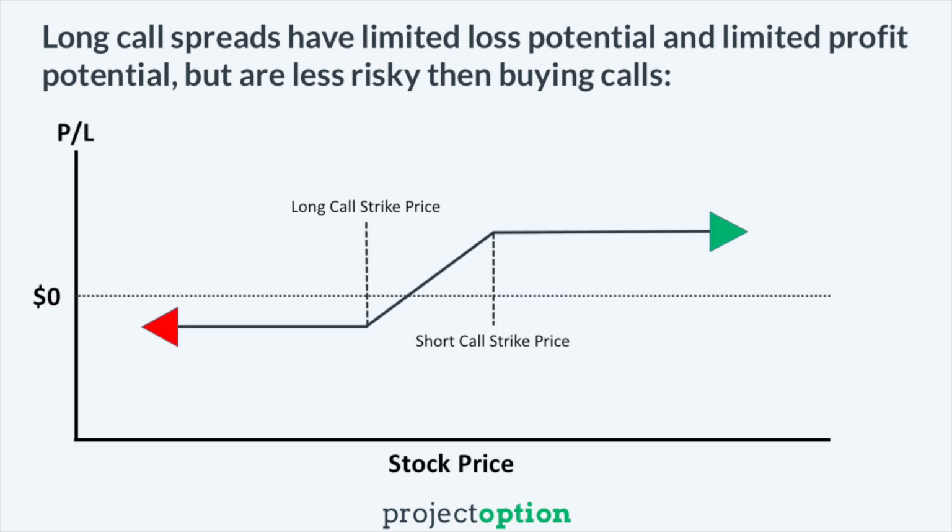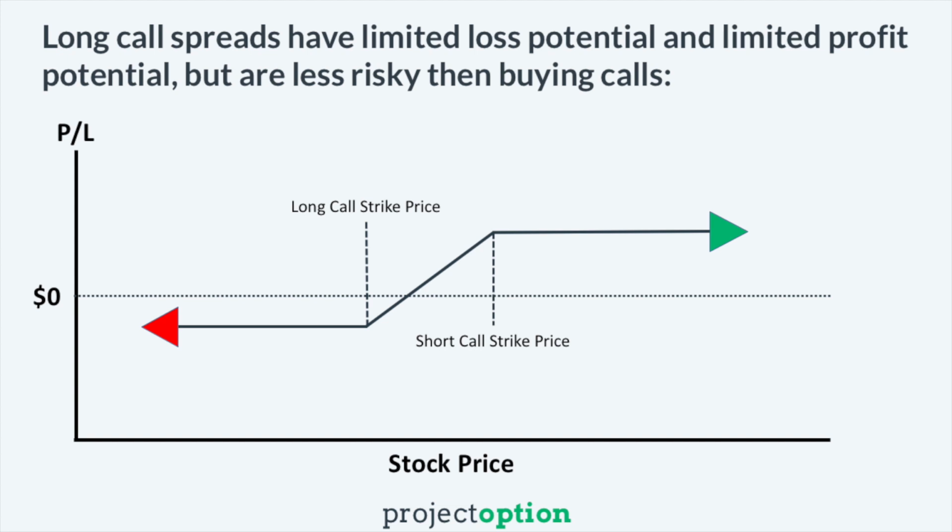Now, when you look at the expiration P&L diagram for a long call spread, you're going to see something with the following shape. Now, just like the long call position, at any price below the long call strike price at expiration, the long call spread will expire worthless, and therefore the maximum loss potential will be realized.